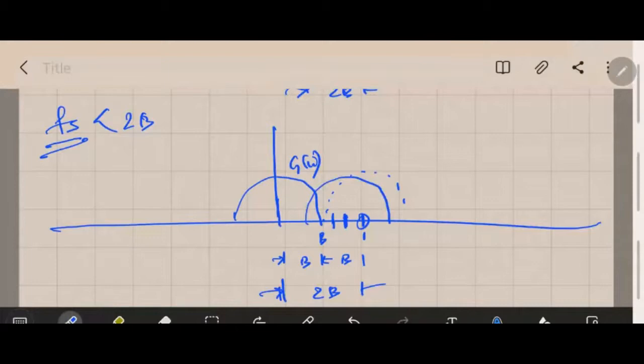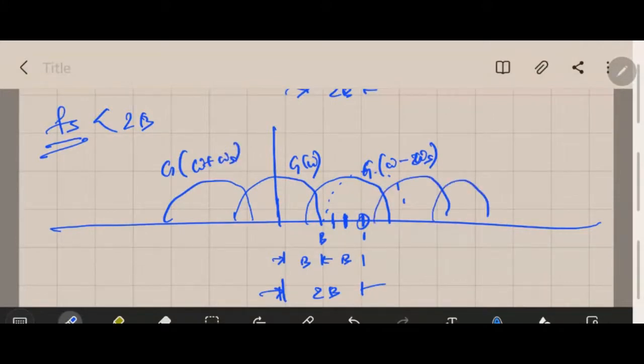So this is your g of omega minus omega s. Similarly, g of omega plus omega s will be like this. Similarly, the next one will be like this. So the spectra will be overlapping like this. That is the problem.